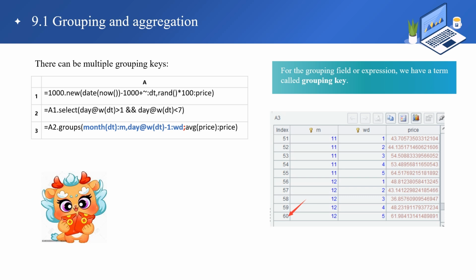When there are multiple grouping expressions, the data table will be split in more detail, and the number of groups will roughly be the same as the product of the number of value types of these grouping keys. For example, this operation will divide into 12 times 5 is equal to 60 groups because there are 12 types of months and 5 types of weekdays, excluding weekends. The return table sequence has 60 records.